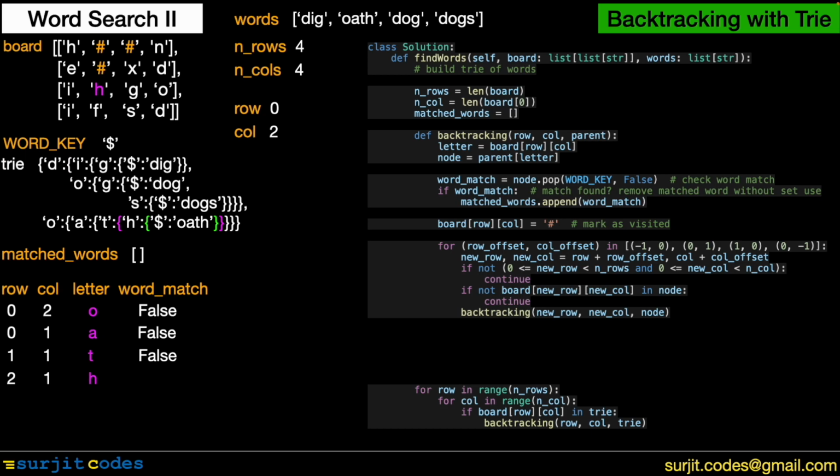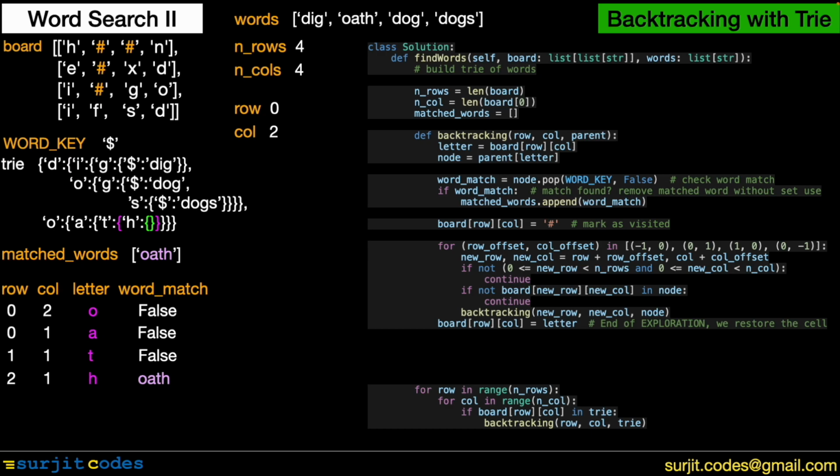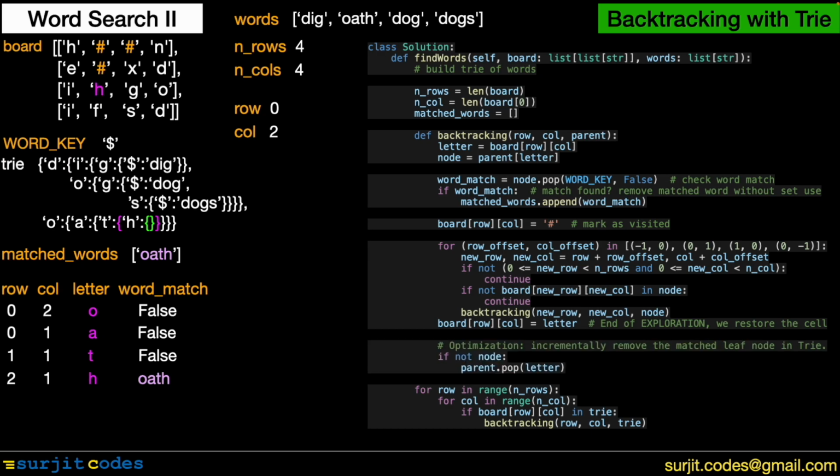This time dollar is a key present in current node, so we pop it out and value of dollar, that is oath, is saved as word match. The if statement is true this time and we append oath to matched words. We replace H in board as visited. No neighbors of 2 1 are present in node. Before closing the backtracking function, we restore letter H at position 2 1.